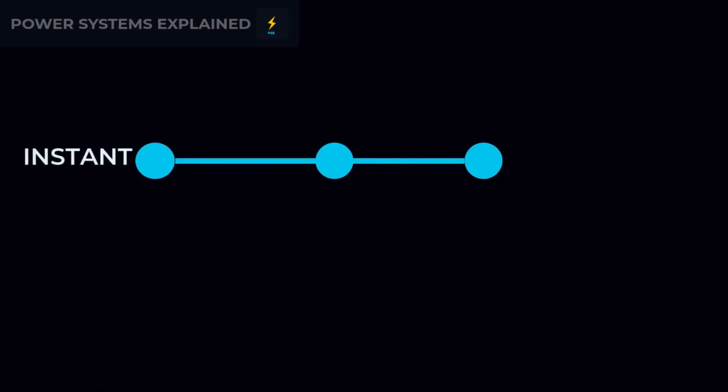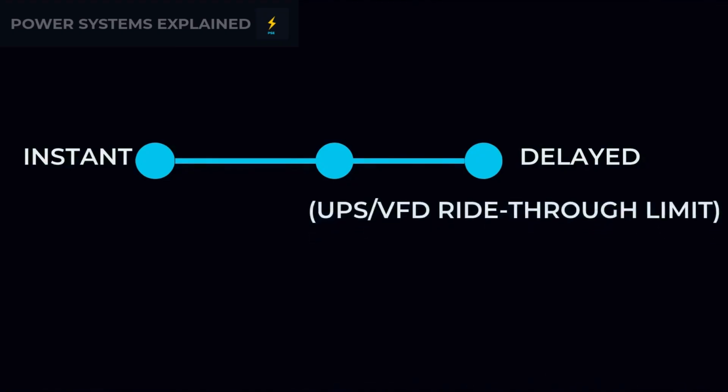Even within open transition systems, transfer time varies. Some switches are near instantaneous, others have deliberate delay built in for generator stabilization. I check the actual transfer time against what the connected equipment's ride-through capability is rated for. UPS systems and some VFDs have a published tolerance for how long they can handle an interruption before dropping load themselves.